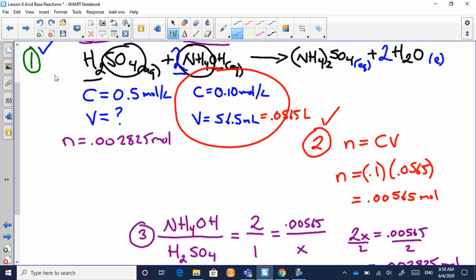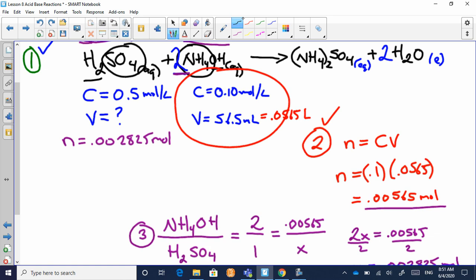And some of you are going to say, well, Mr. Webster, how come it's not the same amount? How come it's not 0.00565? You think you'd need the same number of moles. But remember, according to our ratio, twice as much, that's what that 2 means, twice as much of the ammonium hydroxide is needed for every mole of the sulfuric acid. So that's what the mole ratio did for us.